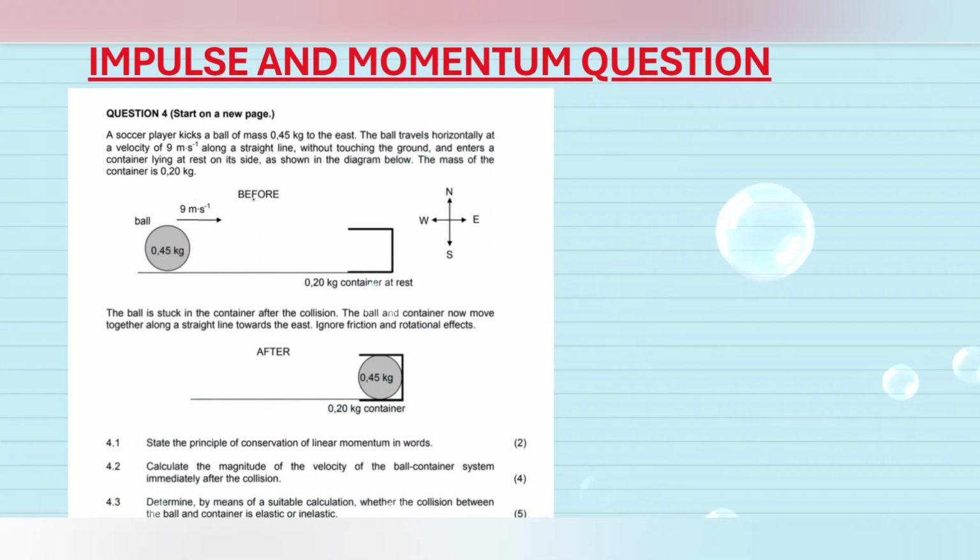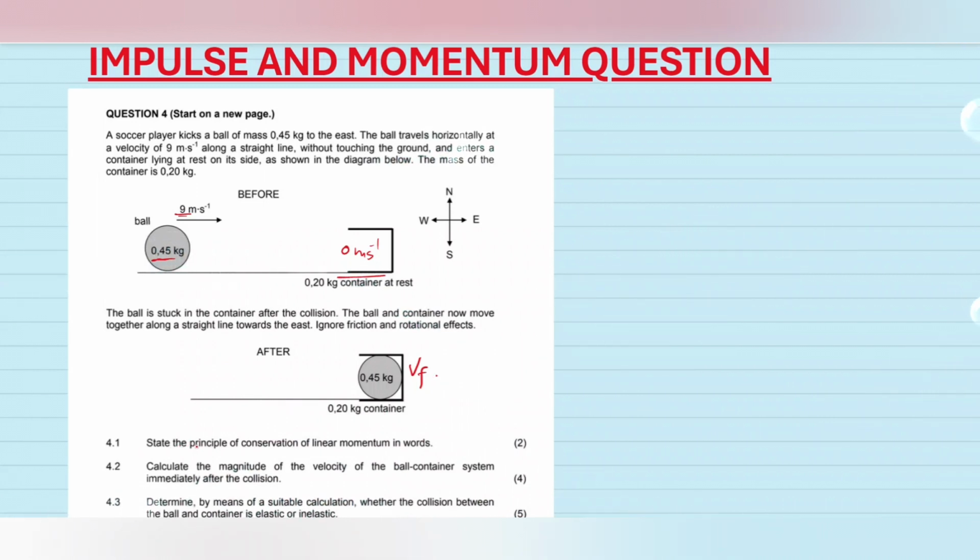So this is the diagram before collision, where the ball has a mass of 0.45 and its initial velocity. Also, the container has a mass of 0.2 kg and is initially at rest, meaning its initial velocity is 0 meters per second. The question continues: the ball is stuck in the container after collision. The ball and container now move together along a straight line towards the east. Ignore friction and rotational effects. So this is after collision, where the ball and the container are moving off together with a common velocity, which is the final velocity, Vf.